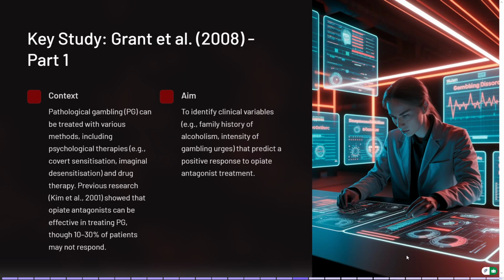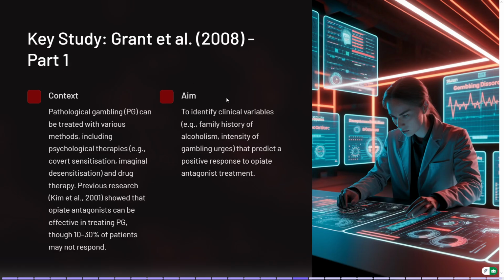Now let's look at the study by Grant et al. He looked at pathological gambling, which can be treated with various methods, including psychological therapies, e.g., covert sensitization, imaginal sensitization, and drug therapy. Previous research by Kim et al. showed that opiate antagonists can be effective in treating gambling, though 10 to 30% of patients may not respond.